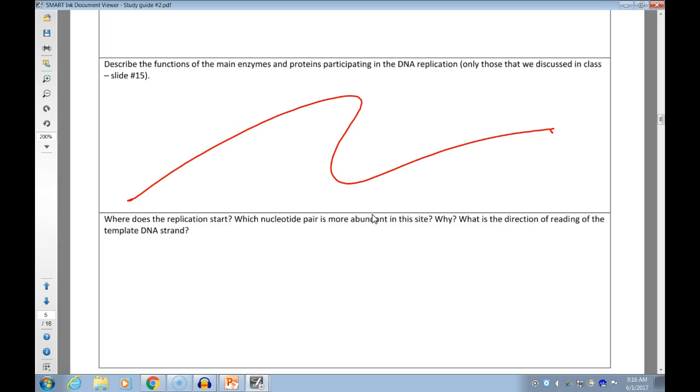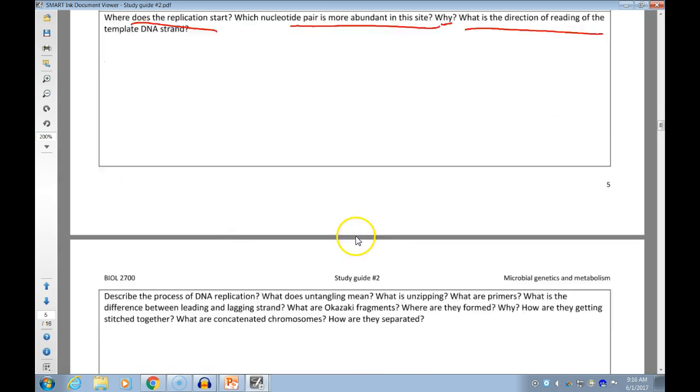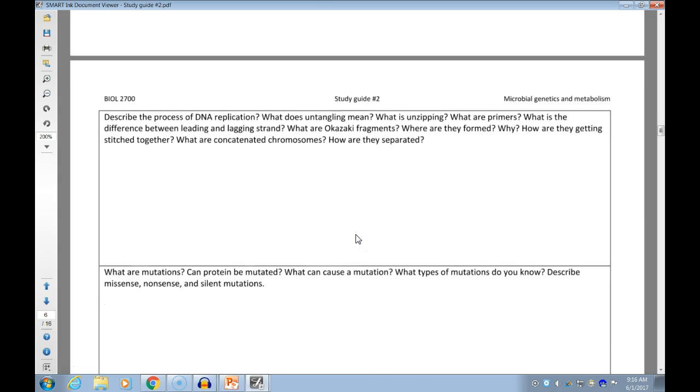Replication starts at the origin, which has a lot of which pairs? ATs, because they are easier to break. What is the direction of reading the strand? 3 to 5. Untangling and unzipping, then the RNA primers required to start the replication, which is selective.